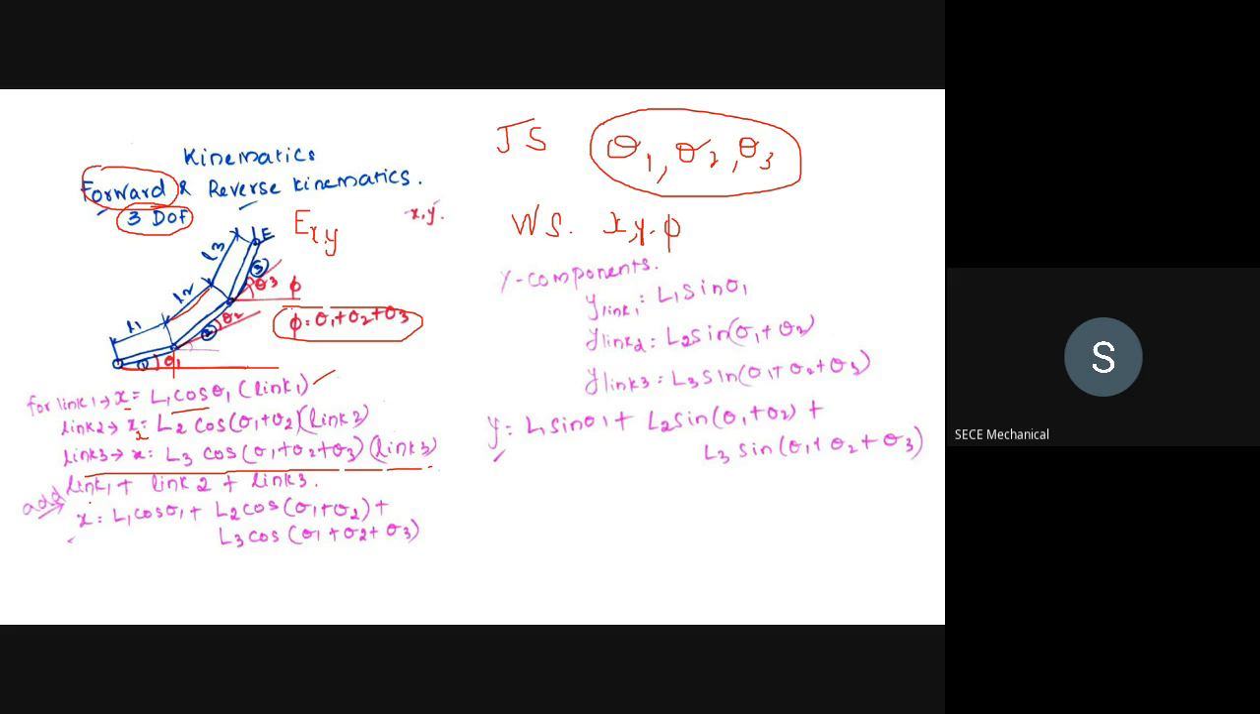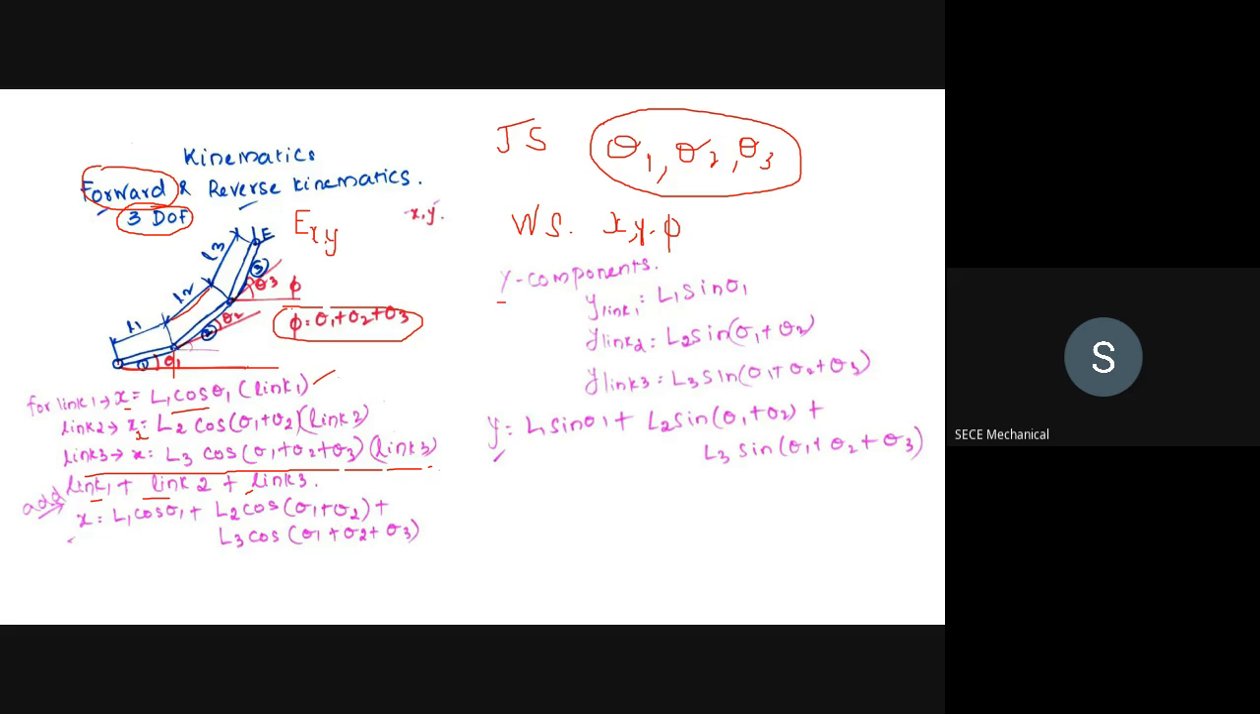Okay. Then this is link 1, link 2, link 3. Here you have to add the total of the 3 link lengths. We have cos theta 1, theta 2, theta 3 and so on. So here we have to add all these lengths. Then you can find the total length. So it is x. Okay.